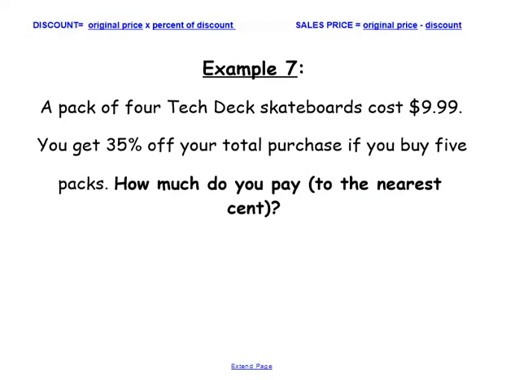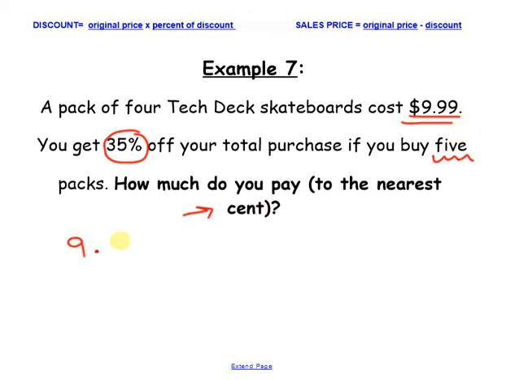Okay, let's take a look at example number 7. A pack of 4 Tech Deck skateboards costs $9.99. You get 35% off your total purchase if you buy 5 packs. How much do you pay to the nearest cent? Remember, that's your clue. We're going to have to do some rounding. We do not round until we get to the end. So, yes, we get 35% off, but there's a caveat. We have to buy 5 packs. So we have to calculate that cost first.